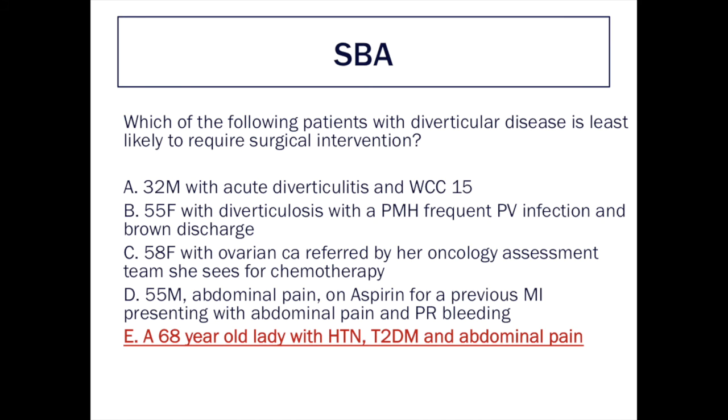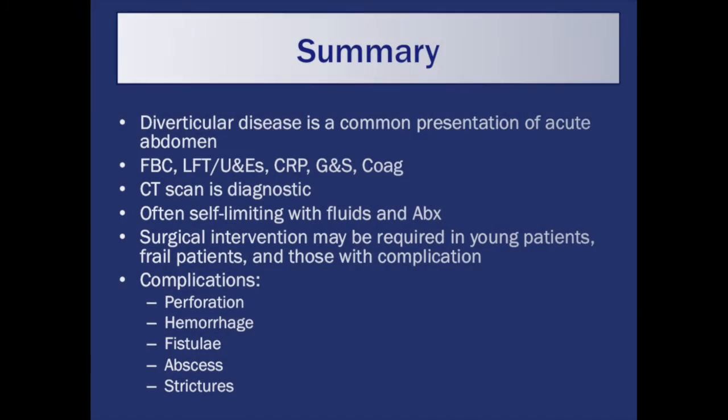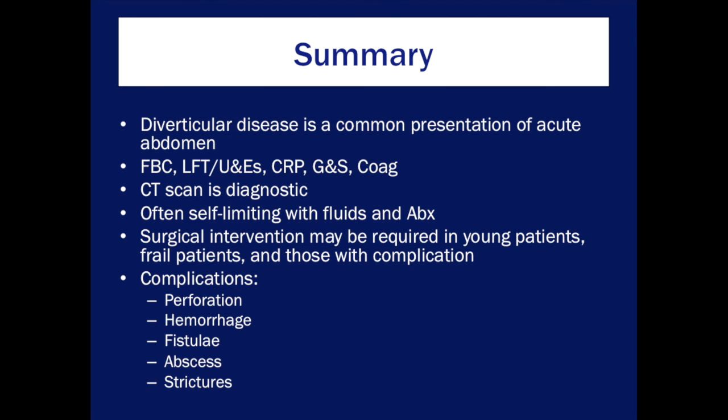An argument could also be made for option D. However, 20% of patients with hemorrhage don't self-resolve and do need intervention. So to summarise, diverticular disease is a common presentation on the acute surgical ward. It's good to have baseline bloods and, just in case, prepare them for surgery with a group and save and coagulation screen. A CT scan is diagnostic in acute surgery.